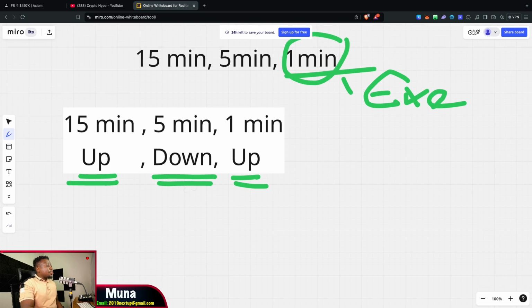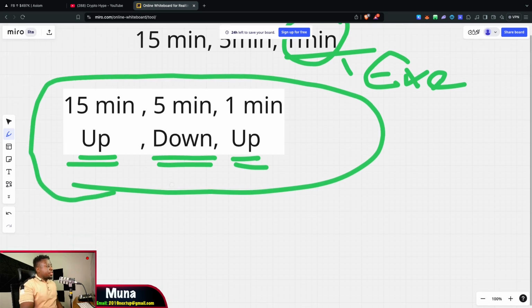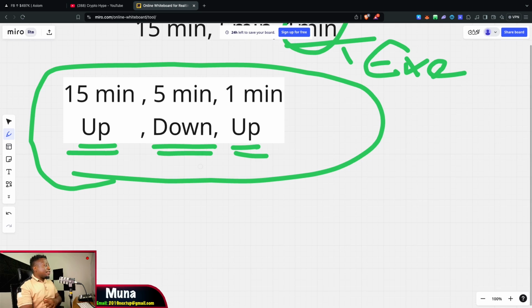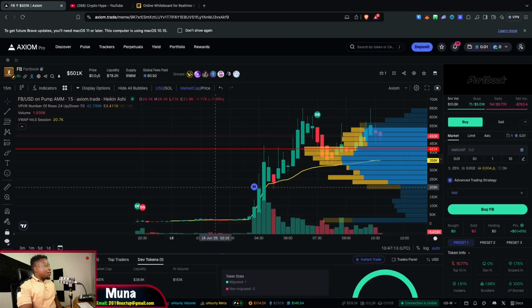If you follow this amazing strategy, you're going to be very precise with your entries and exits, because you're not going to have any false breakouts, any false entries, and you're just going to have absolute precision. So with illustrations to be shown right over here, let's flip over and go to Axiom Pro.